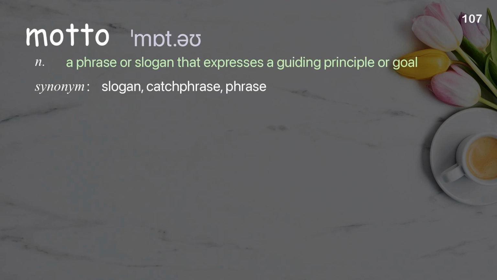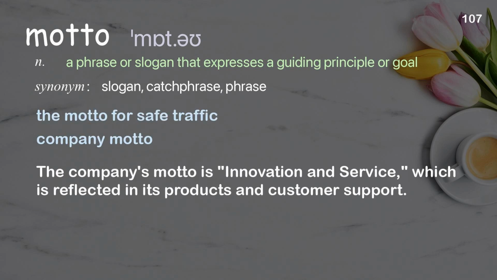Motto. A phrase or slogan that expresses a guiding principle or goal. Examples: The motto for safe traffic. Company motto. The company's motto is innovation and service, which is reflected in its products and customer support.